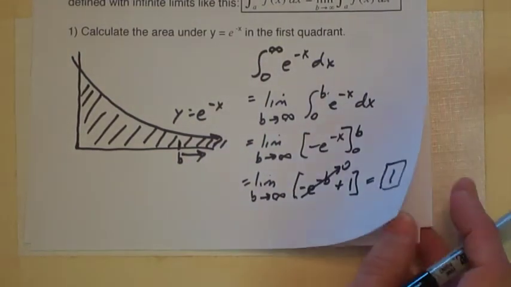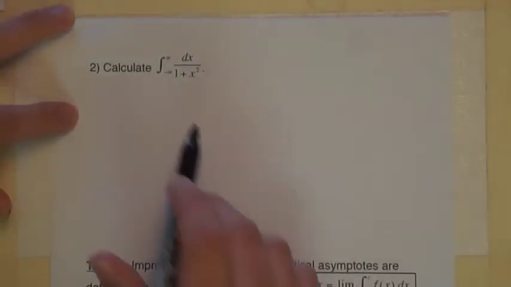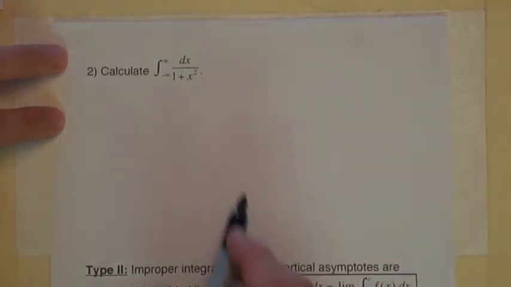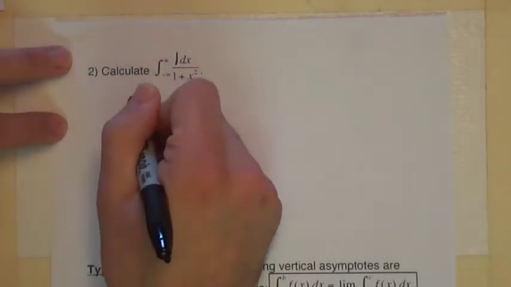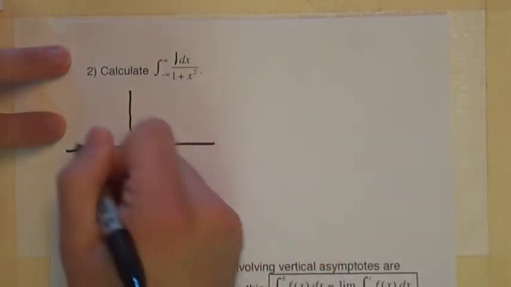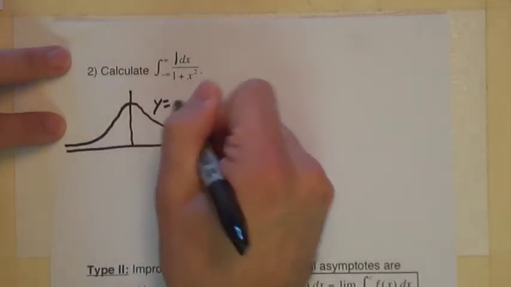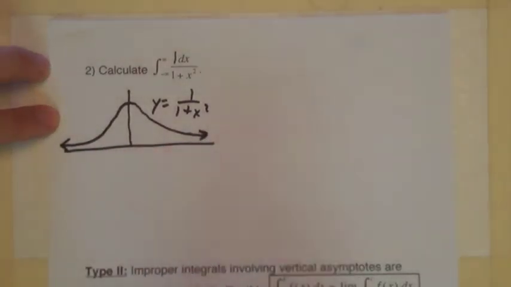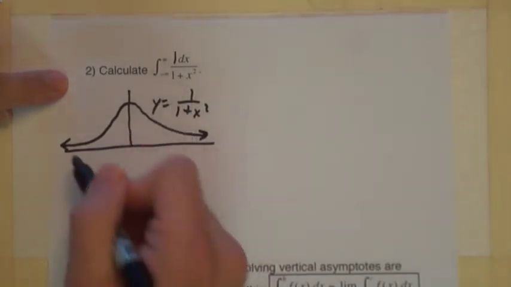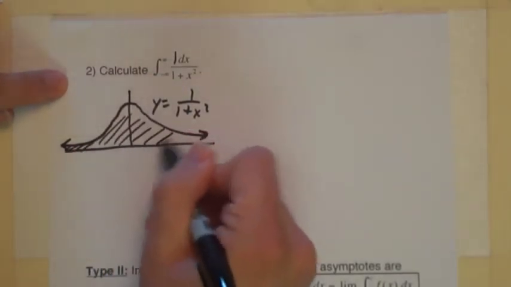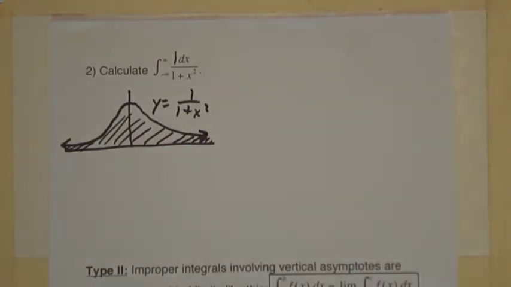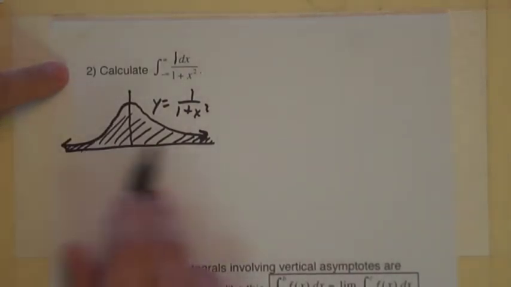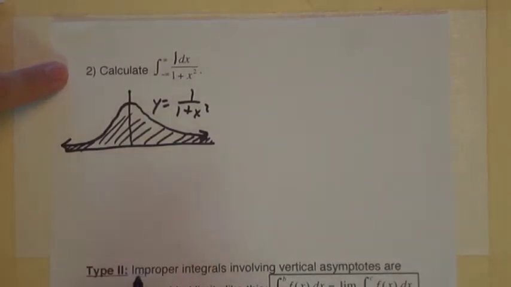Okay, let's do another example. Number 2, calculate the area from negative infinity to infinity of 1 over 1 plus x squared dx. So we're looking at the curve y equals 1 over 1 plus x squared. And if you think about it for a minute, it looks like this. And you want the area from x is infinity to x is negative infinity. So all of this. Again, this could be an infinite area or it might be a finite area.